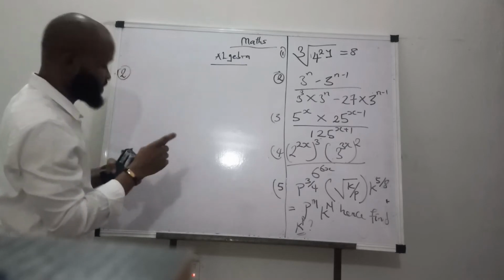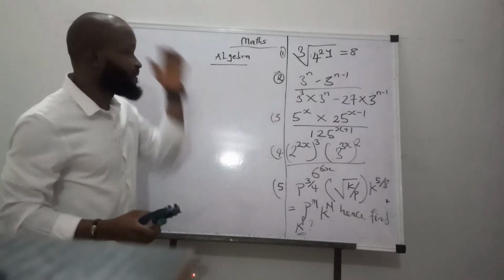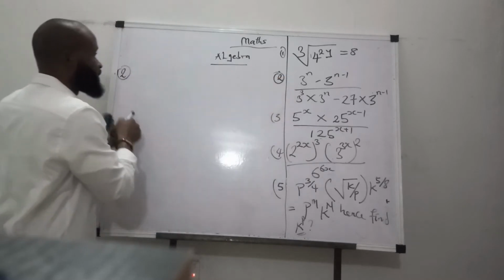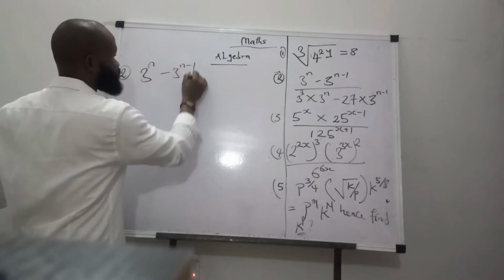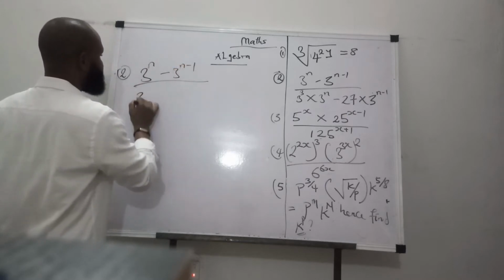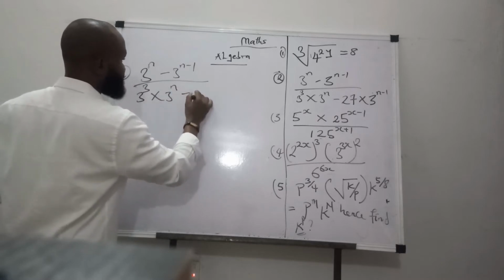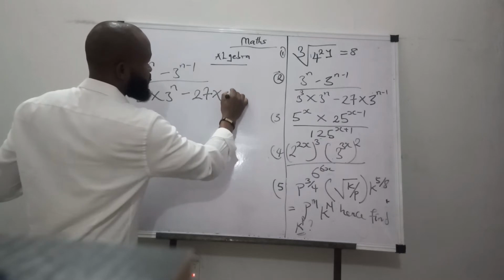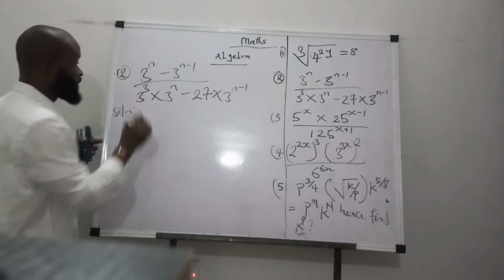Problem 2 says, find out or simplify: 3 raised to the power of n minus 3 raised to the power of n minus 1, all over 3 raised to the power of 3 multiplied by 3 raised to the power of n minus 27 multiplied by 3 raised to the power of n minus 1. Solution. Again, we go ahead.